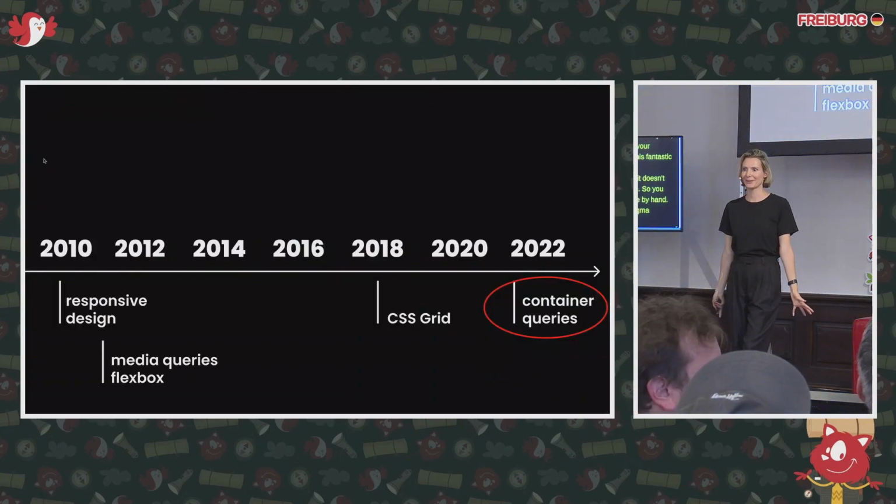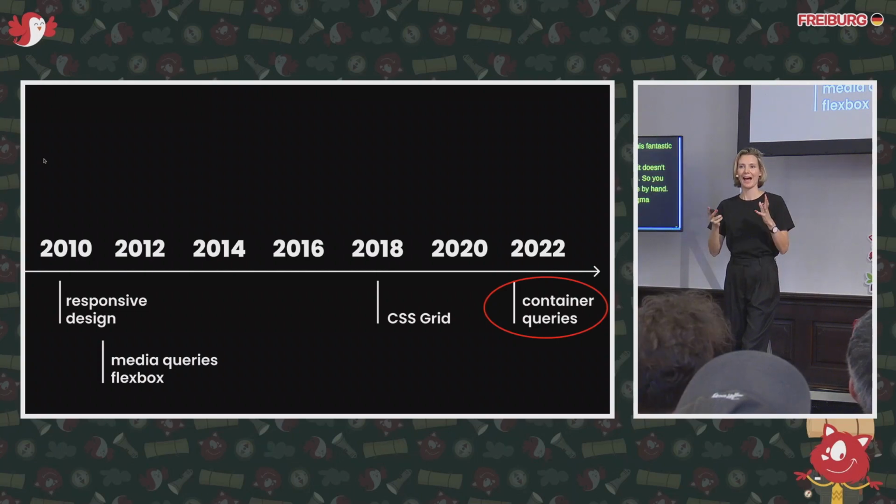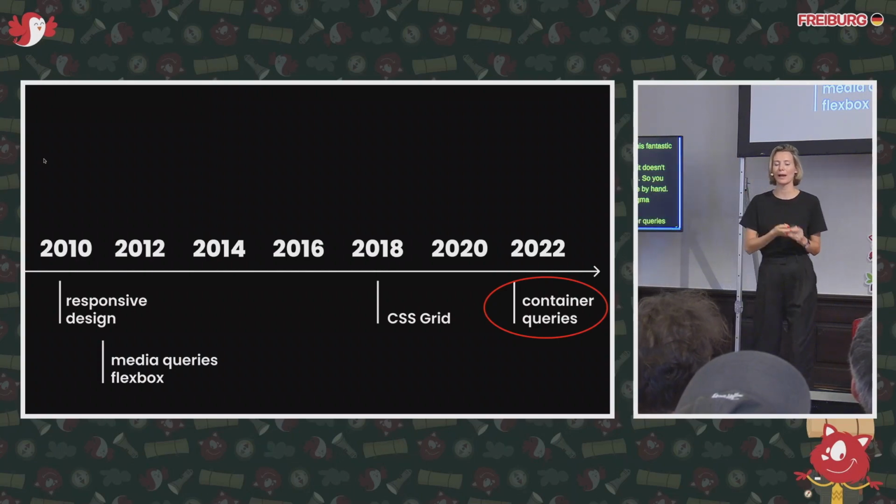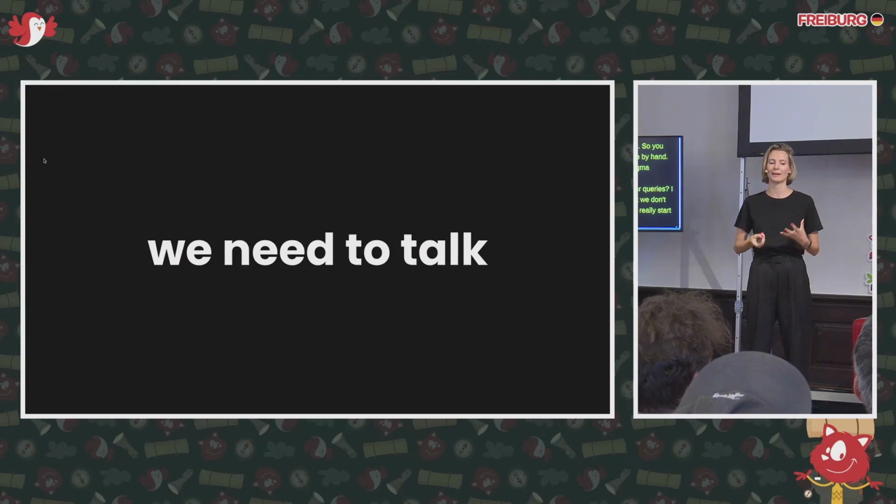So how are we doing with container queries? I believe we're doing pretty well. I think we don't have an automation for it, but we can really start designing. And the important and crucial part is, if we want to go these new ways, we need to talk. We need to get together and we need to talk about how we want to do this.